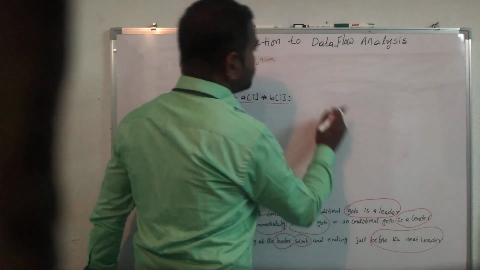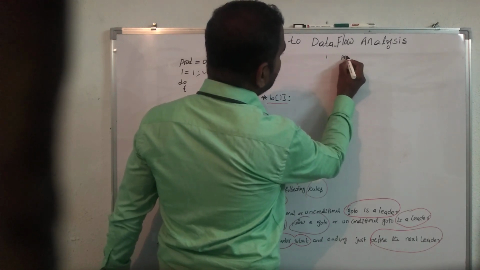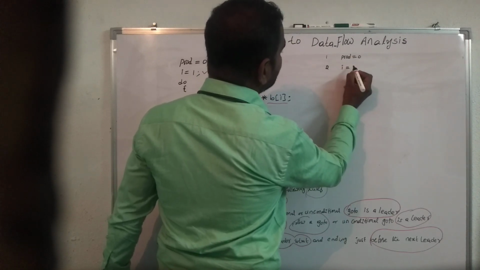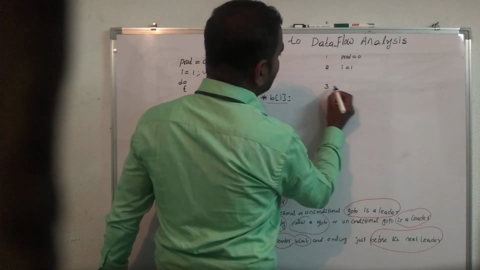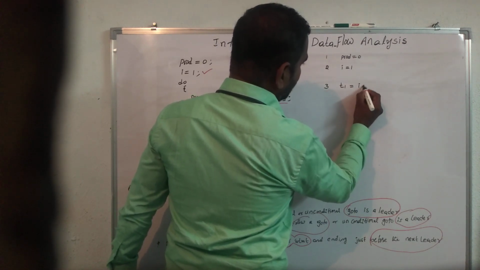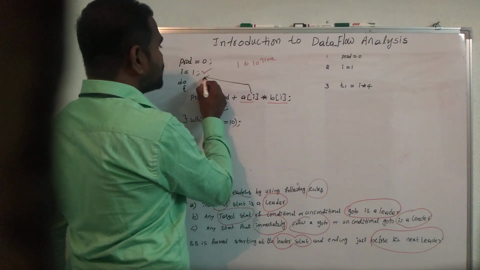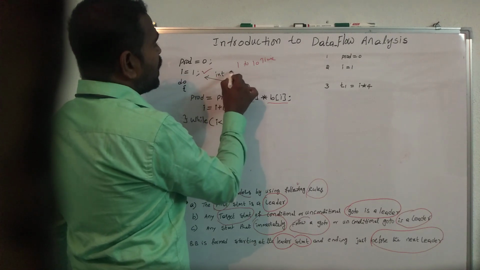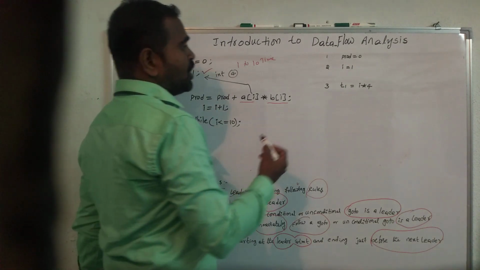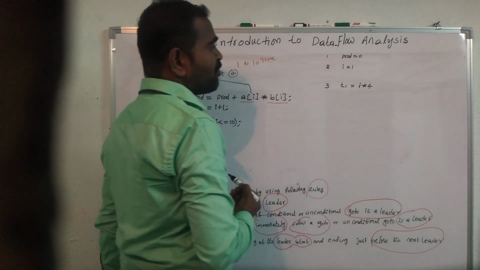So the 3 address code is here. Statement 1: product is equals to 0. Statement 2: I is equals to 1. Statement 3: T1 is equals to I into 4. For any subscript value of integer type, integer memory occupation is 4 bytes of memory in this discussion. So for any counter variable it occupies 4 bytes of memory.